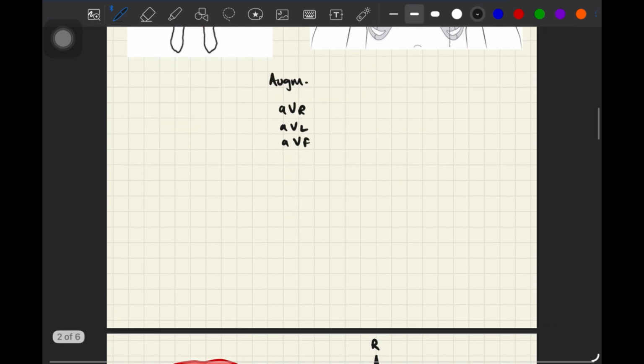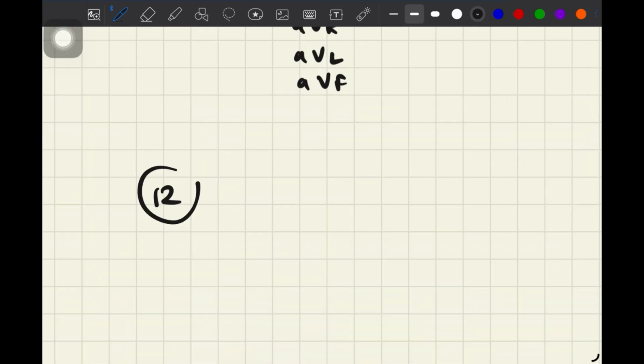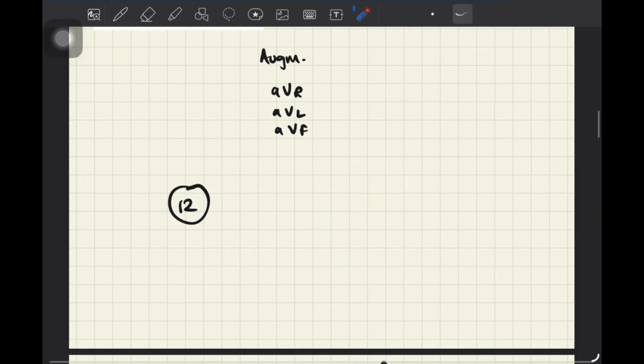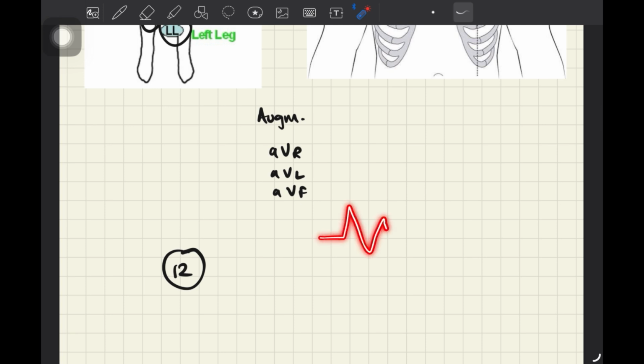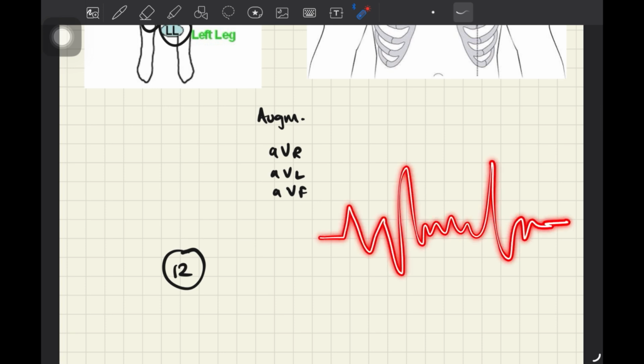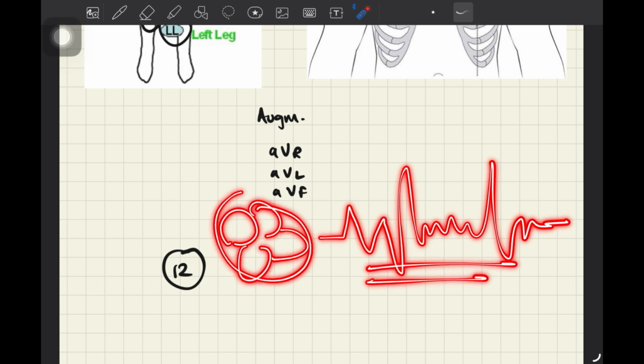So there are a total of 12 leads, and each lead gives us a different perspective of the heart. It shows us the heart in different directions. So we'll go into what the different directions are. But before that, let's understand the concept behind how an electrical wave is formed and what its correlation is with the mechanical movement of the heart.